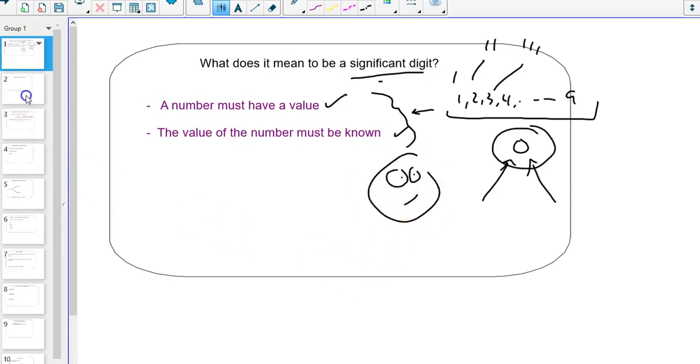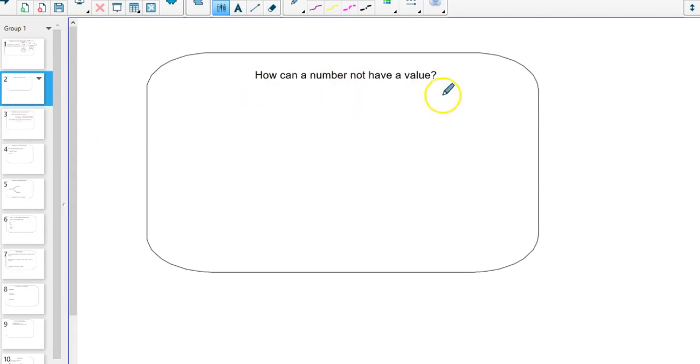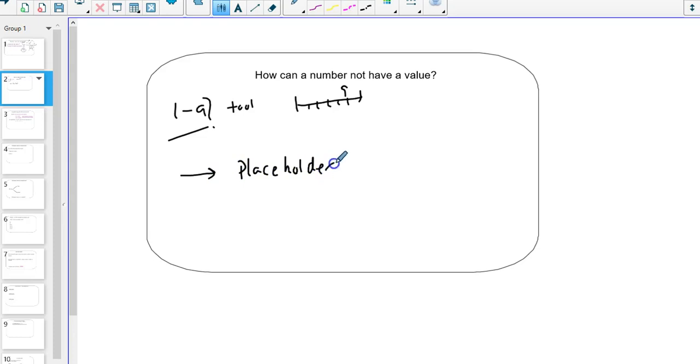Okay. So how can a number not have a value? Like I said, 1 through 9, they're out. They have a value, and they would be read off of some sort of tool, like a tape measure. You just look at it, you come to a 9, and there you go. But how would a number not have a value? The only way that can really happen would be if it's a placeholder. We'll see this happen more in the future as we start looking closer at this.